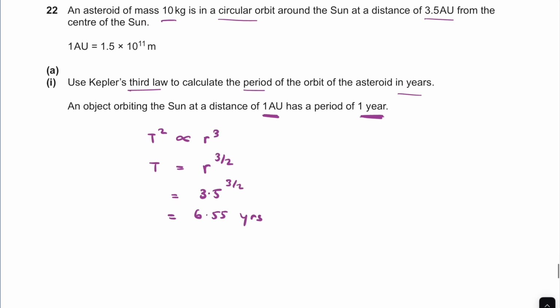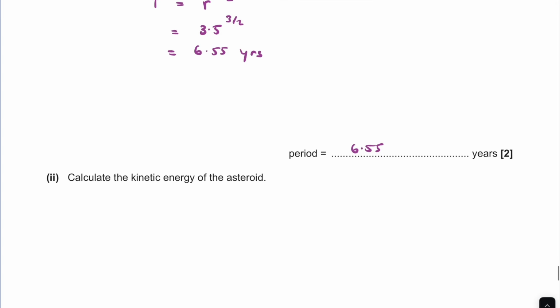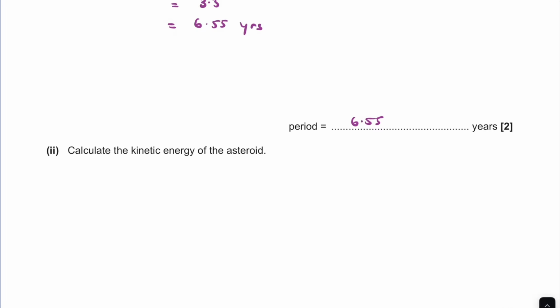So that will be my answer here. And for the next part, calculate the kinetic energy of the asteroid. Very simple again. Half mv squared is equal to kinetic energy, and we know it's a circular orbit, which means v is going to be 2 pi r over T, whole squared.